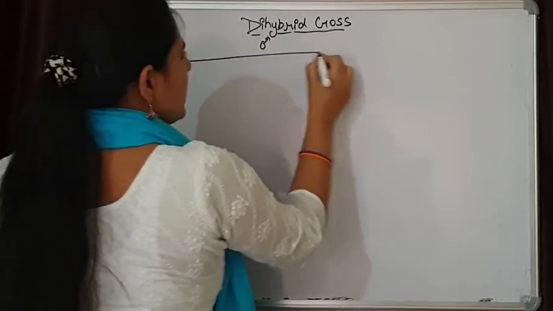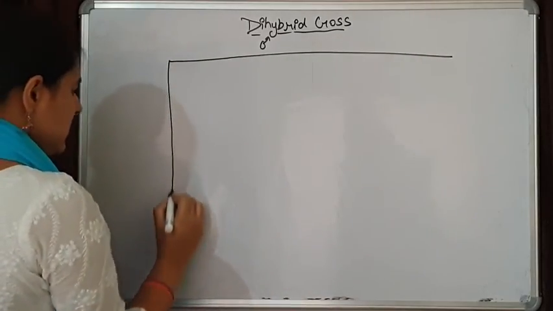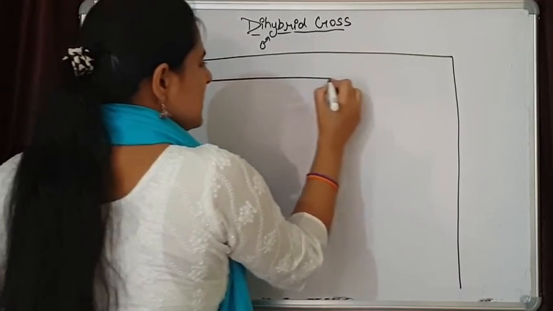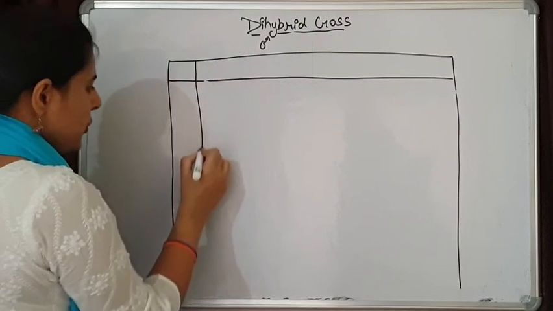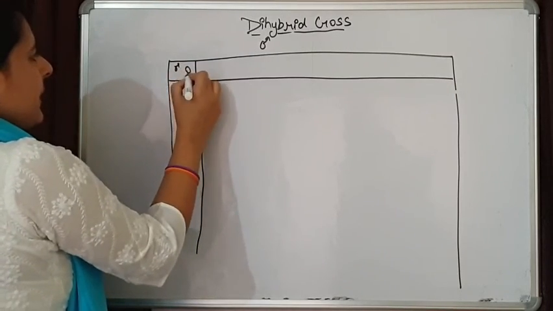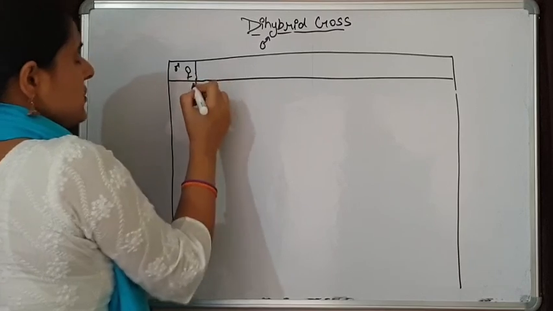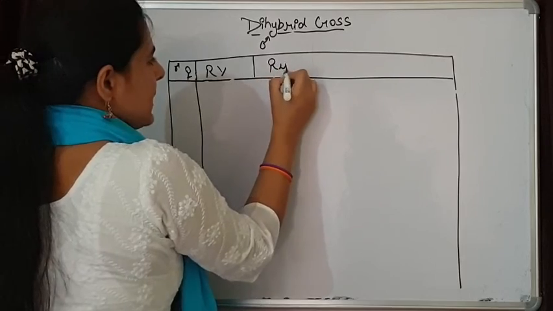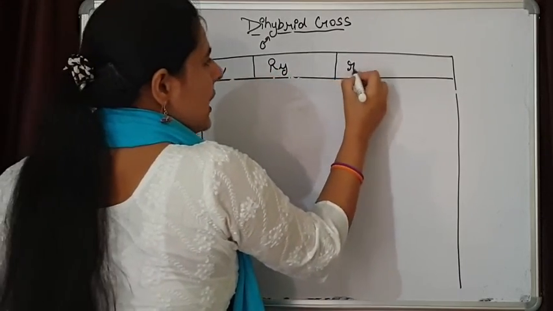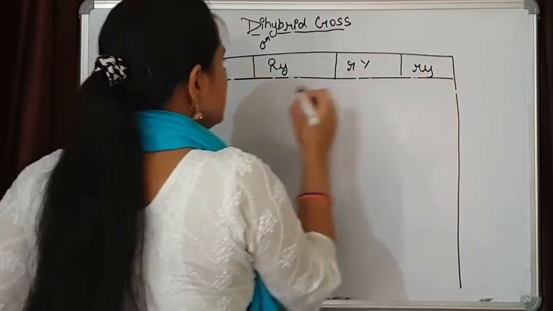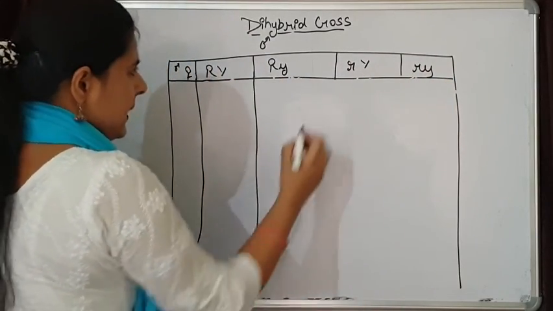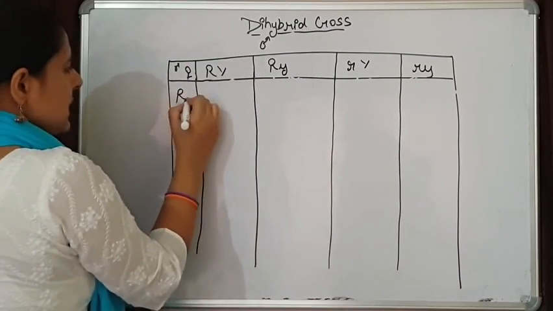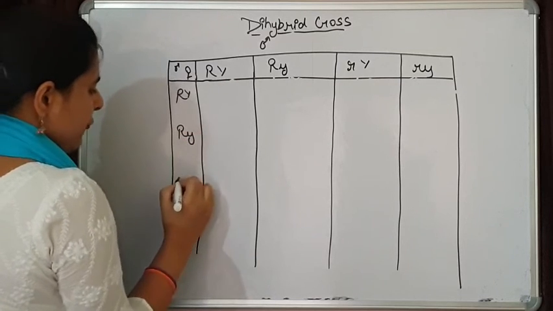So let's make a Punnett square. In a Punnett square, we are going to write the gametes in one bar, both male and female gametes. Because they have the same genotype, the gametes will be the same. Capital R, capital Y. Another will be capital R, small y. Small r, capital Y, and small r, small y. These are the 4 male gametes, and in the same sequence we are going to write down here the female gametes.